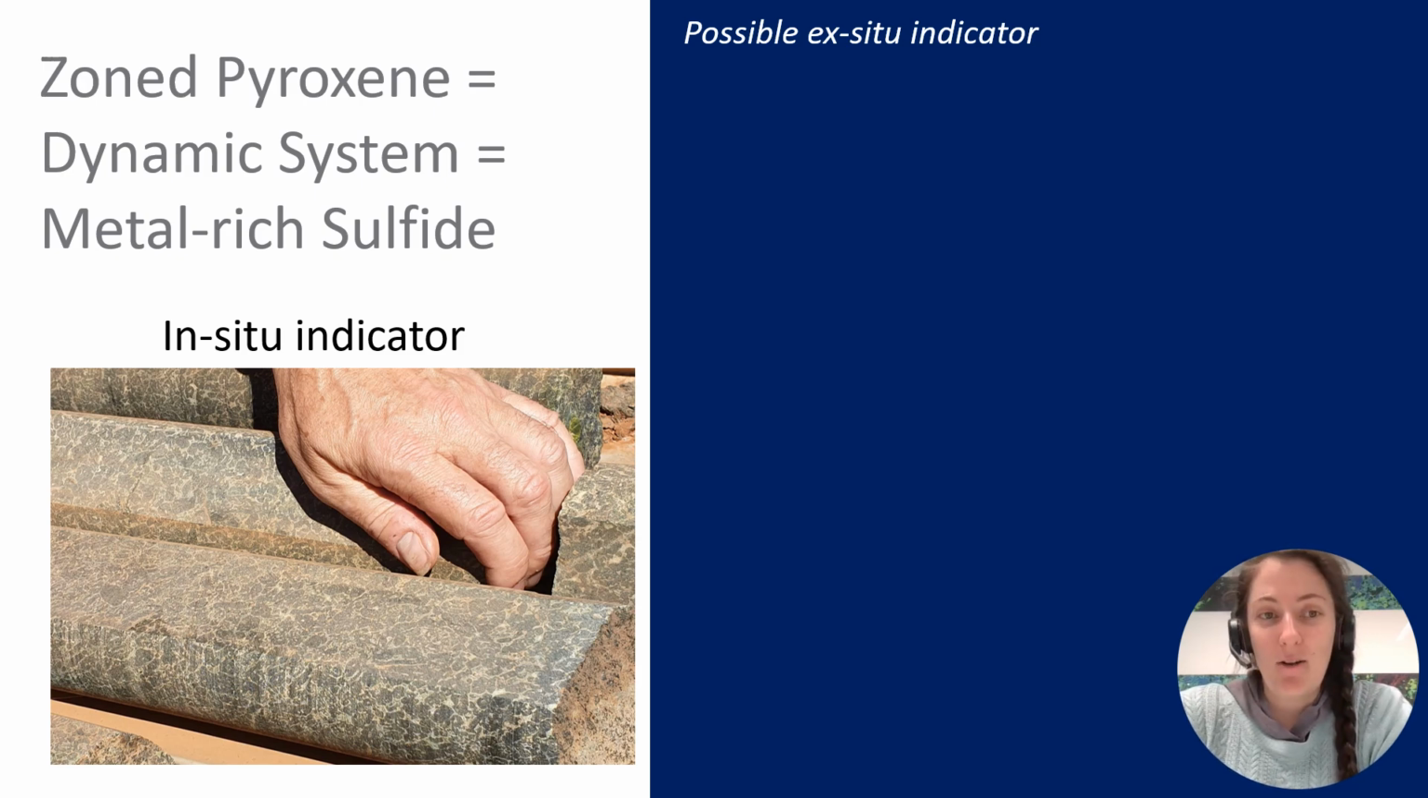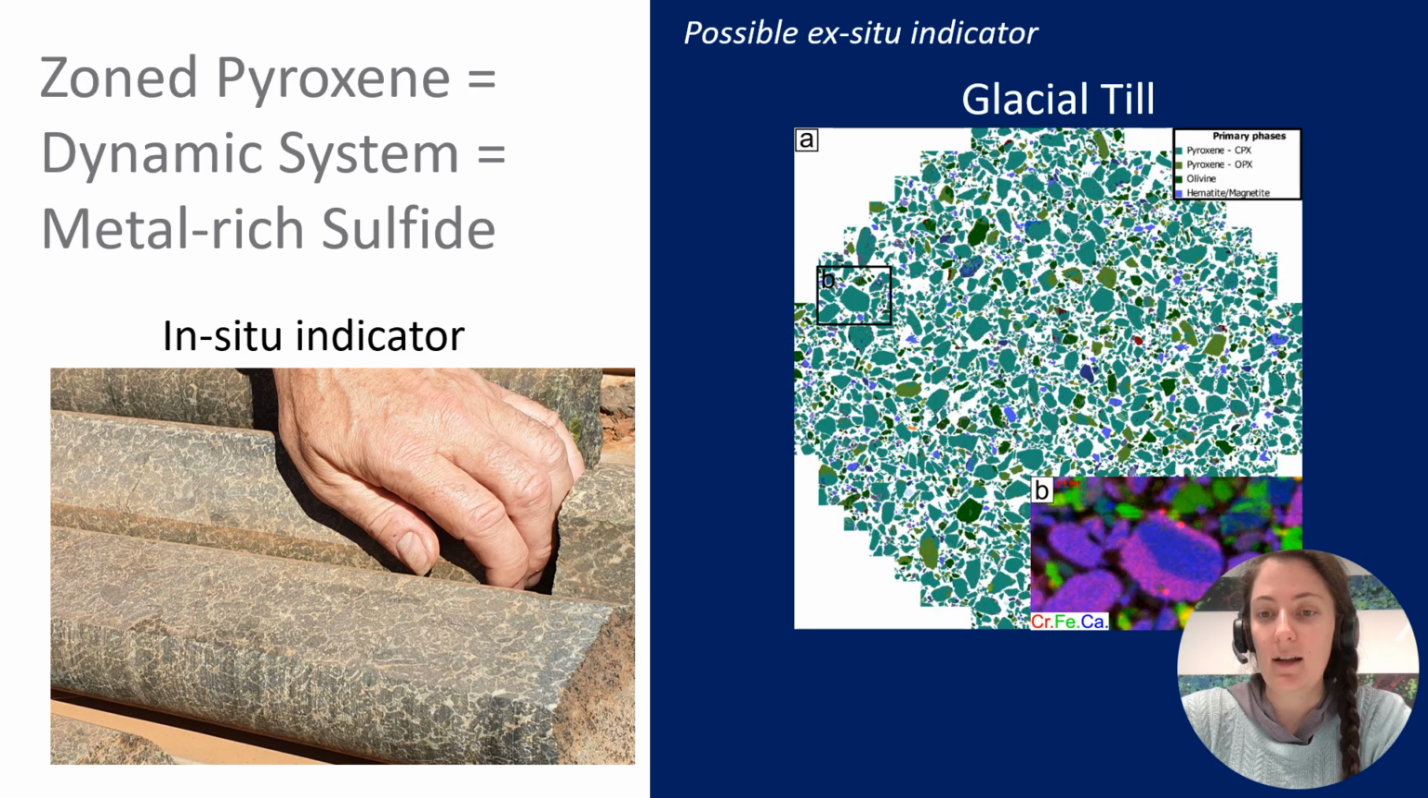So if we have zoned pyroxenes, we probably have a dynamic system, which means that we could have metal-rich sulfides if the system is sulfide saturated. This is mostly going to be an in situ indicator, which means that you need to drill into the intrusion, find some drill core, and have it analyzed by an XRF mapper. However, we have also found some zoned pyroxene in glacial till, so it does have some potential for being an ex situ indicator as well.